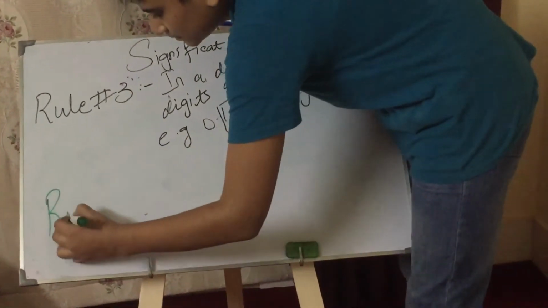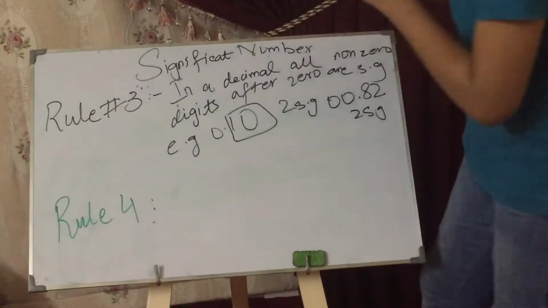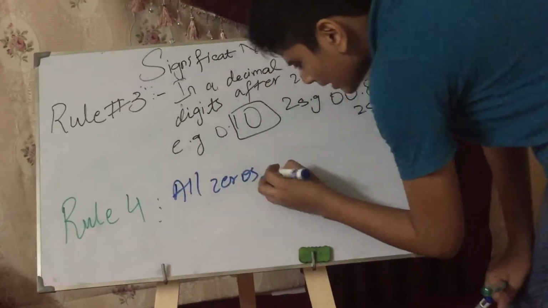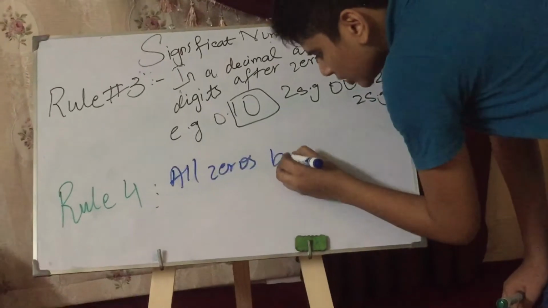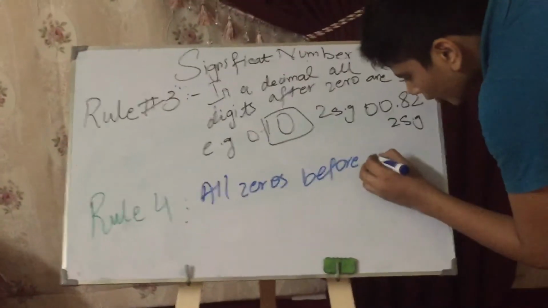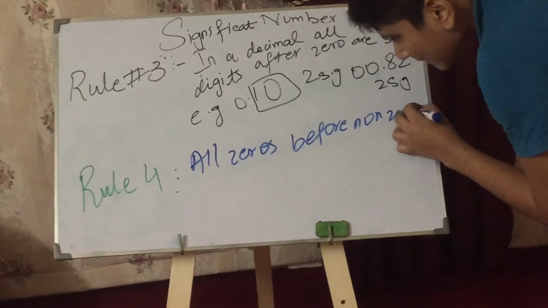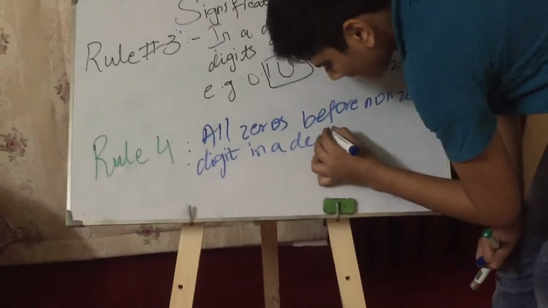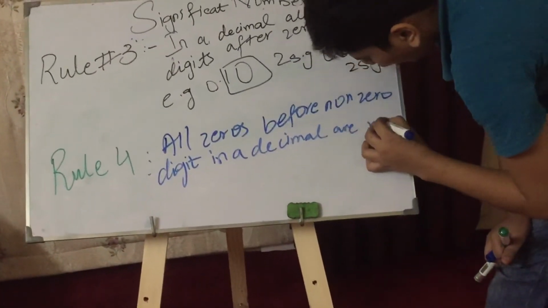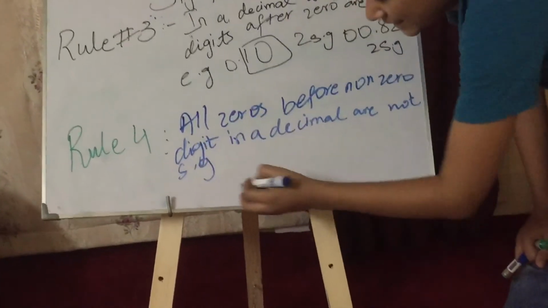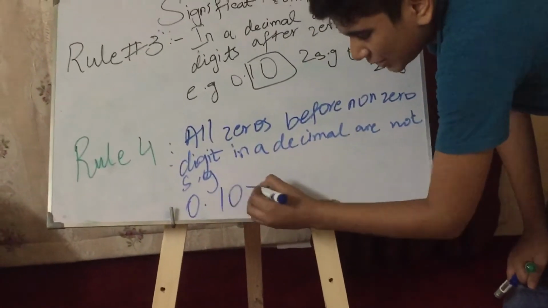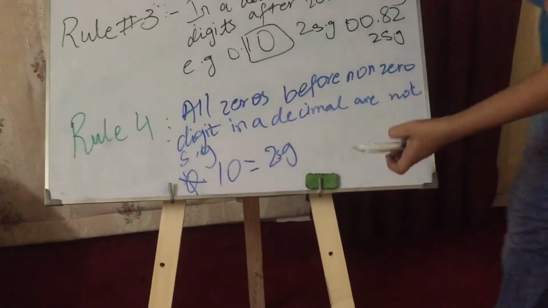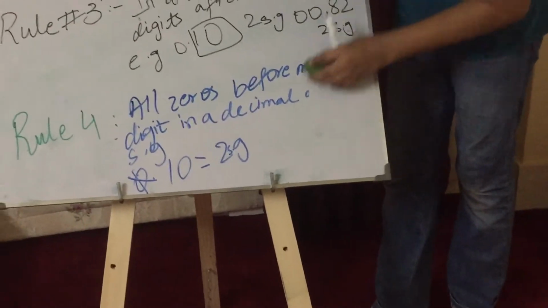Now rule number 4. What's rule number 4? All zeros before a non-zero digit in a decimal are not significant. It means like before zeros, 0.10, two significant numbers. I told you in this rule we would not count this 0. That's why the answer is two significant numbers.